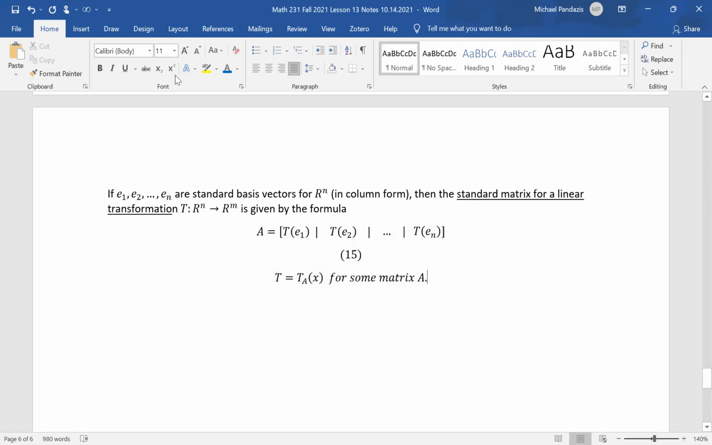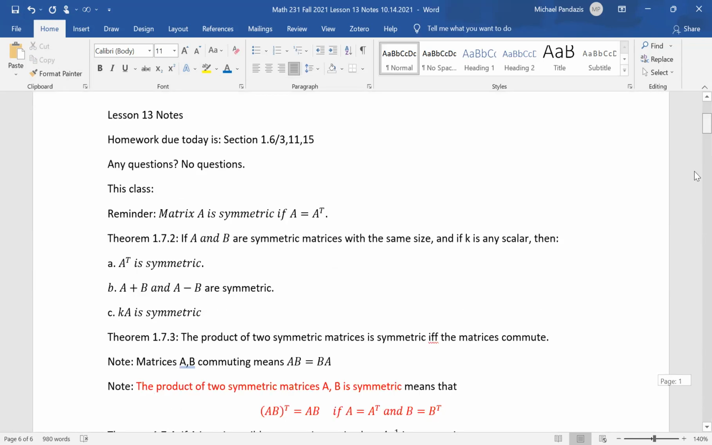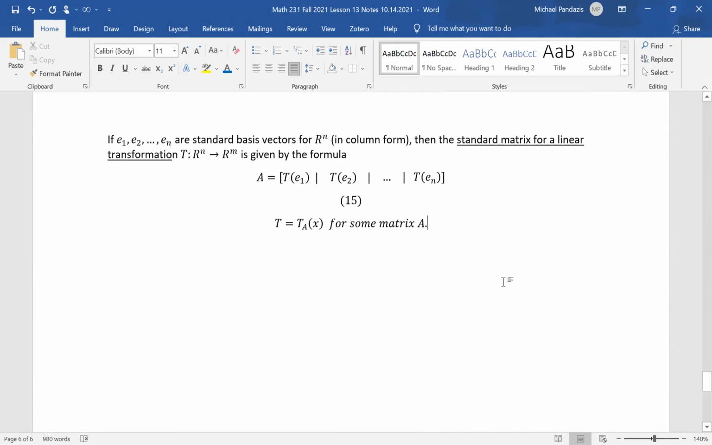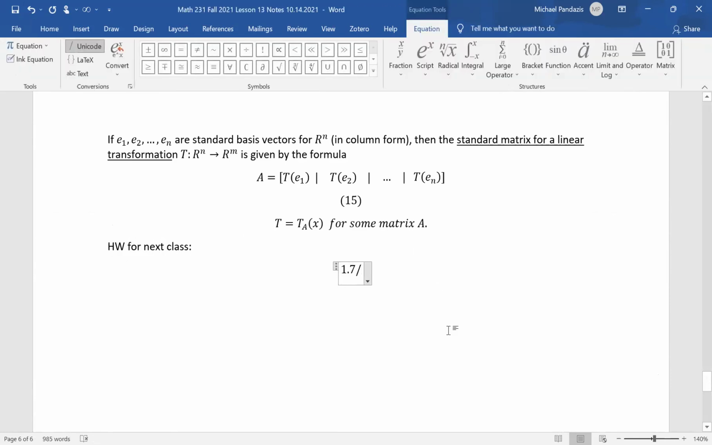Next class we will continue with this idea. We covered a lot of material today. We are on 1.8 right now, and I'm going to assign the homework for 1.7 for next class. So the homework for next class is section 1.7, the problems from the homework sheets.